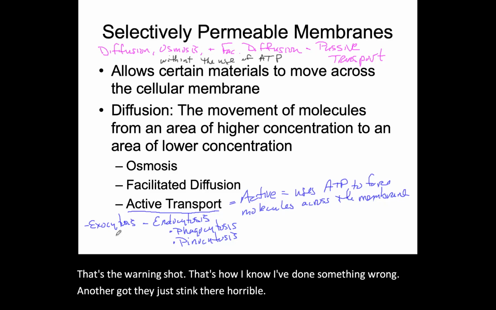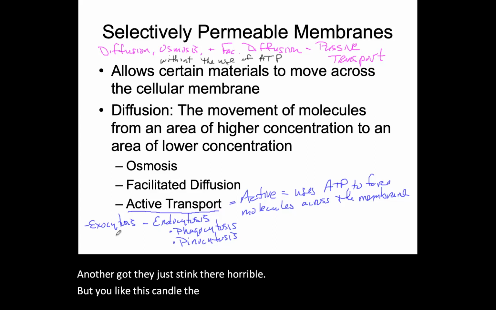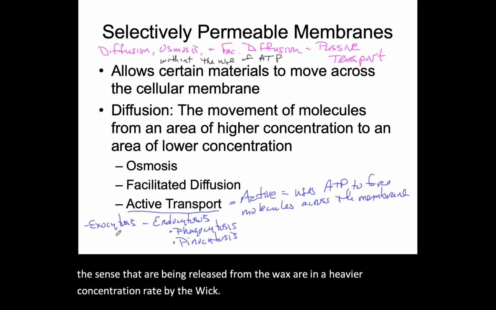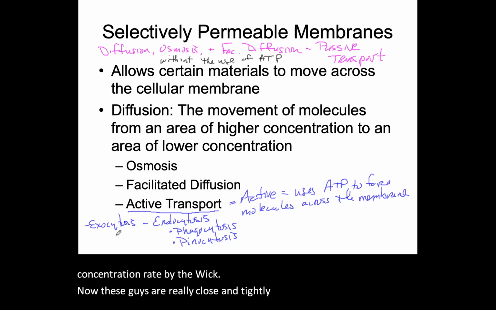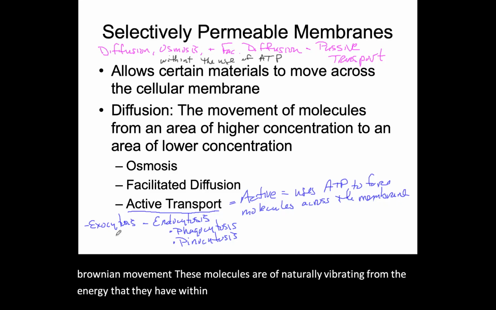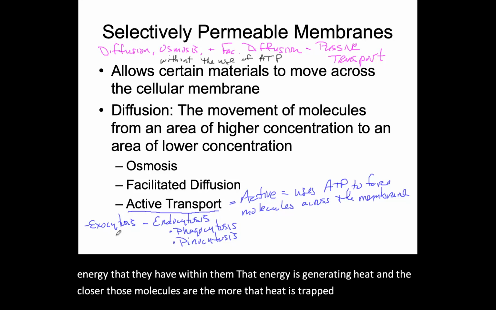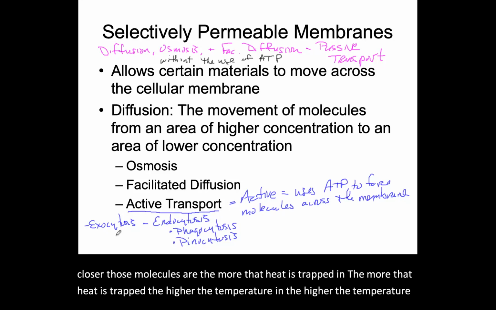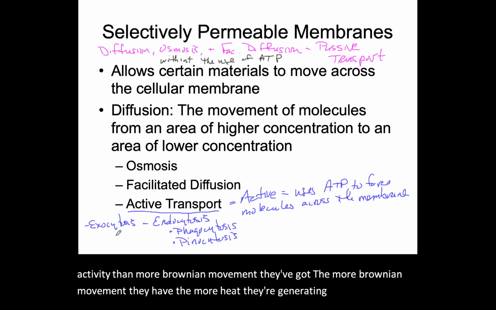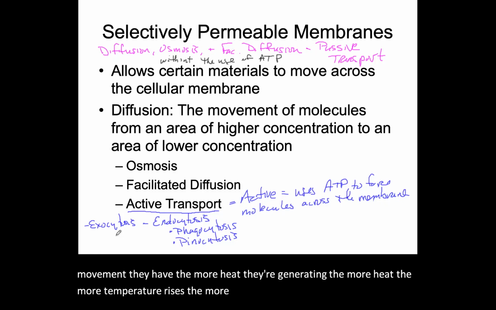But you light this candle. The molecules being released from the wax, the scents being released from the wax, are in a heavier concentration right by the wick. These guys are really close and tightly packed, and they've got Brownian movement. These molecules are naturally vibrating from the energy they have within them. That energy is generating heat, and the closer those molecules are, the more that heat is trapped. The more heat is trapped, the higher the temperature, and the higher the temperature, the more activity. The more Brownian movement they have, the more heat they generate, and the more temperature rises, the more Brownian movement you have.